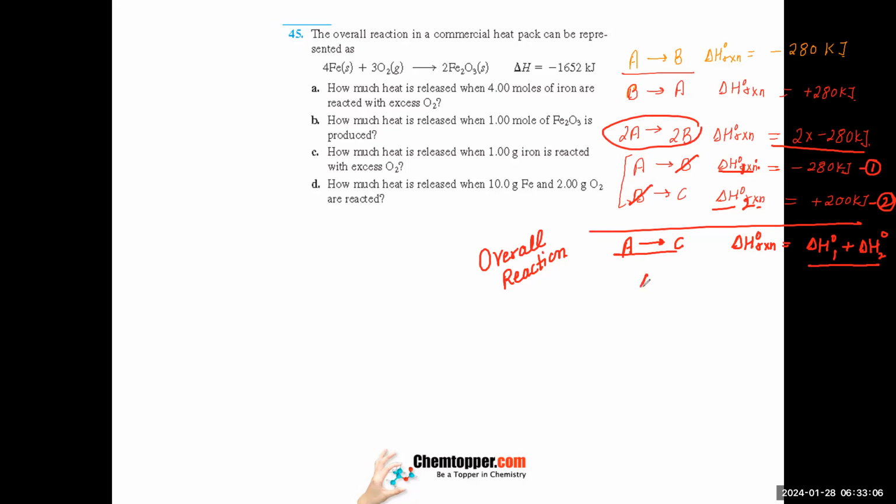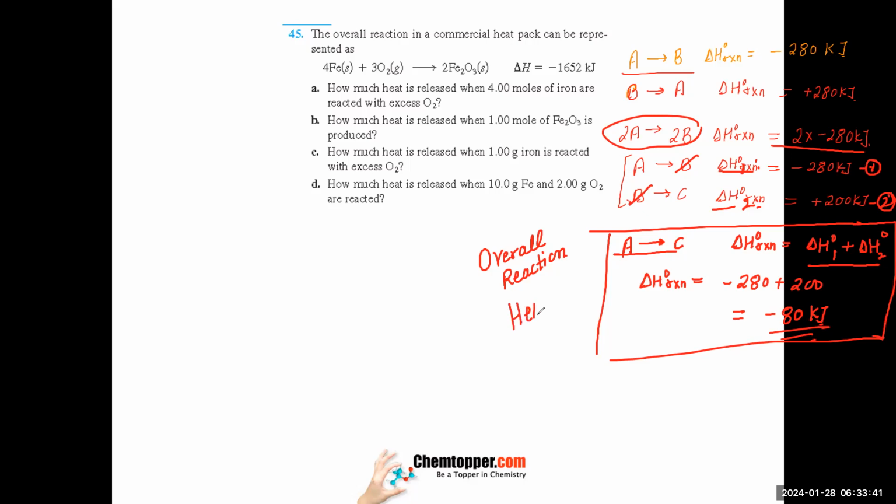So what's delta H naught reaction? Minus 280 plus 200. So answer is minus 80 kilojoules. You're understanding this concept? Write down this example and then write this concept, the last one which I have just done, that adding two reactions. You're going to use it in Hess's law.